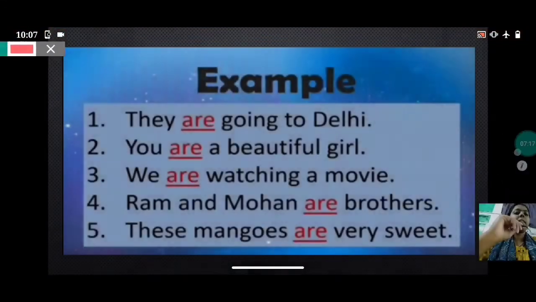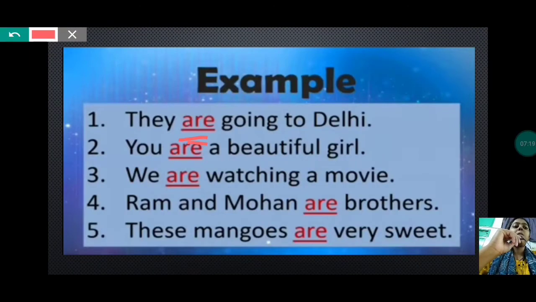Let us see some examples. They are going to Delhi. Now, there is a group of people who are going to Delhi. So, there is more than one person. That is why are is used. You are a beautiful girl. Now, I have already told you that you is used for singular noun as well as plural noun, but you always uses are. So you are a beautiful girl.